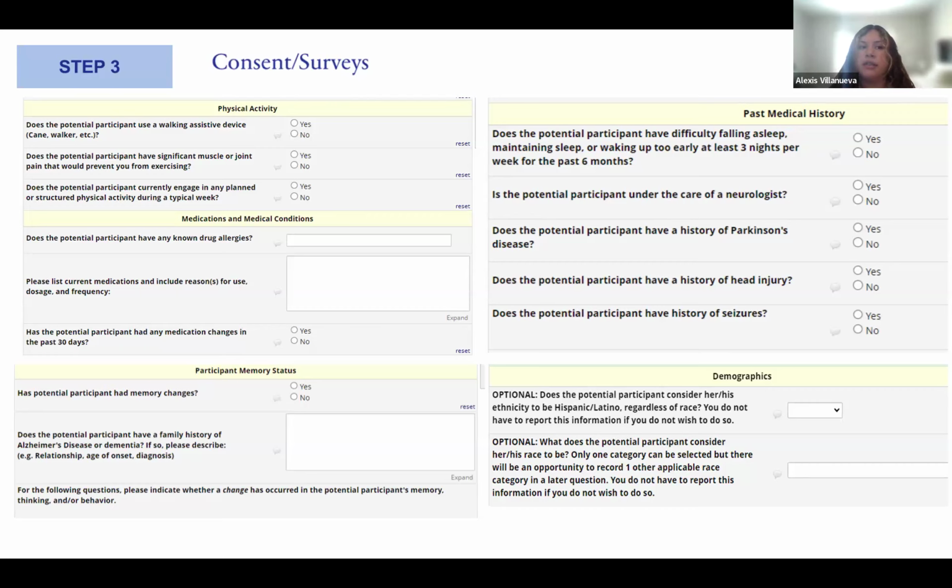And then we also ask if you're allergic to any medications, what medications you're currently on, if you've had any changes. And lastly, we ask about any more memory questions. These are just a few of them. We have a lot more that we talk about, but I just wanted to show you some so that you would have a good idea.